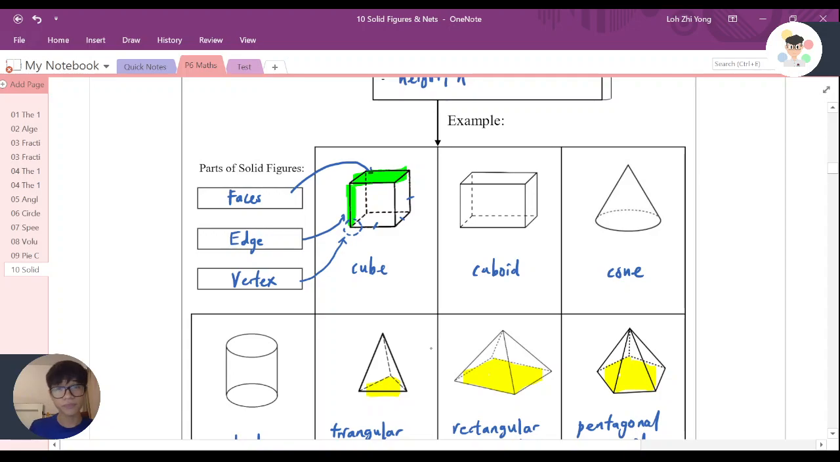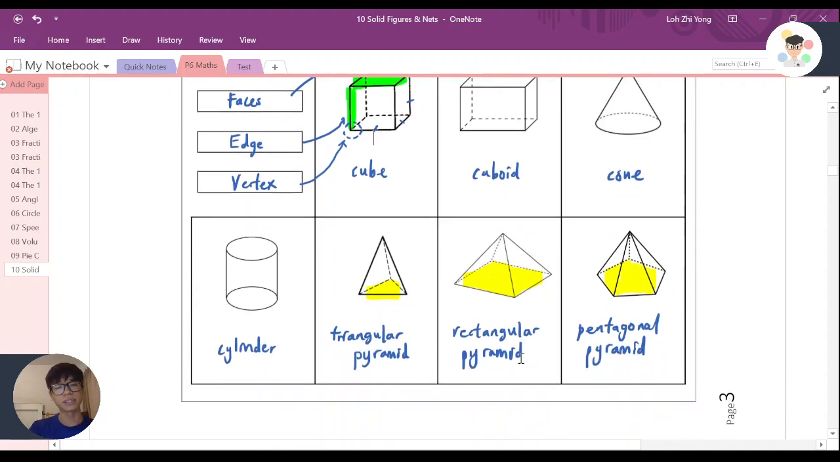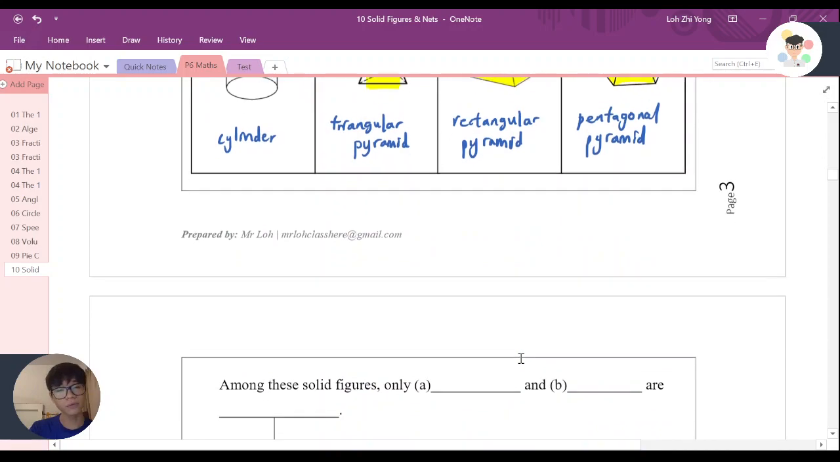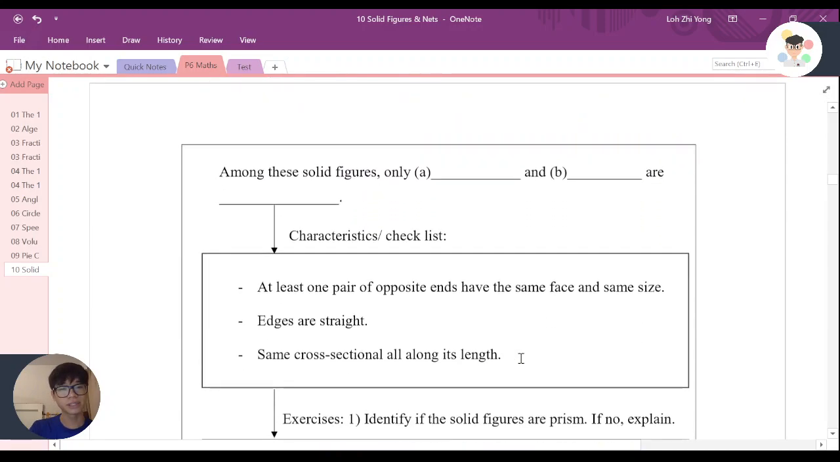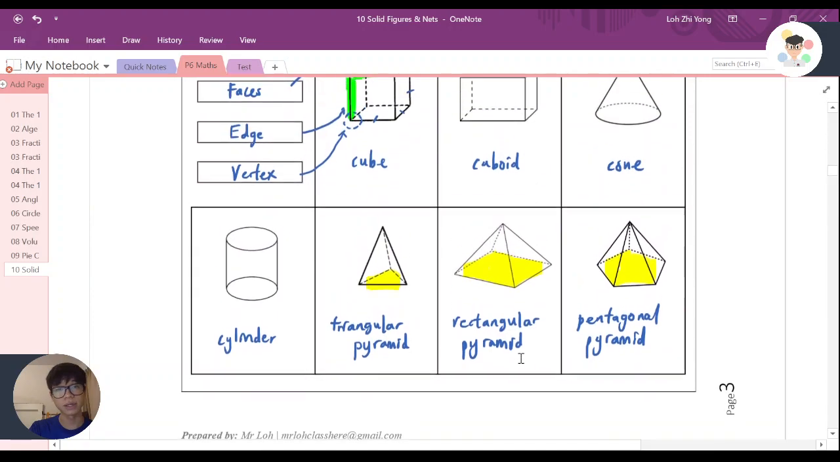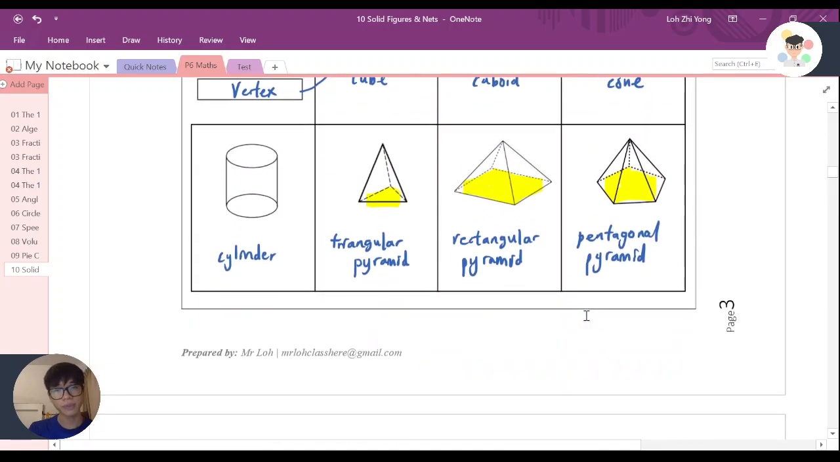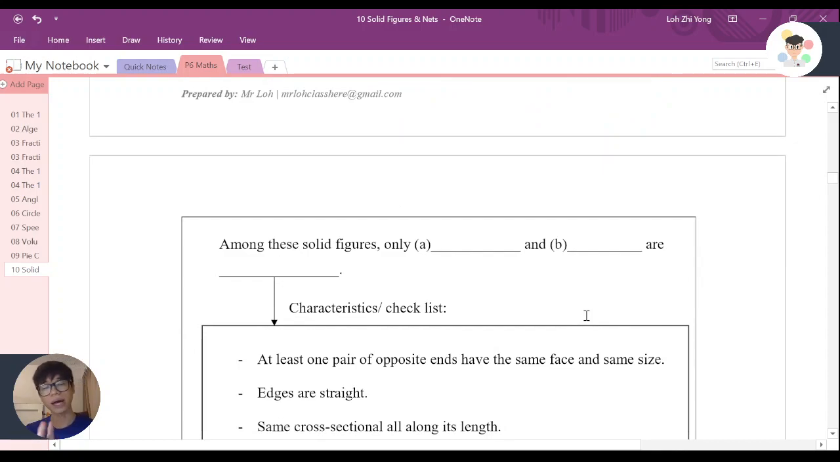After we know all of these things, it is important to know that among all these solid figures that we can see, 1, 2, 3, 4, 5, 6, 7, only 2 are considered as something called a prism. Actually, only the cube and cuboid are considered prisms. A very important thing you now need to know is the meaning of prism.